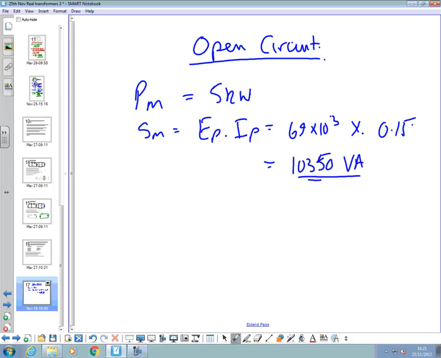VA. What you've got to be careful of is none of these values relate to the real situation of that transformer with a 50 ohm load connected across it and 69,000 volts stuck on the primary. These values don't relate to that. All these values are a way to find those component values inside the transformer.